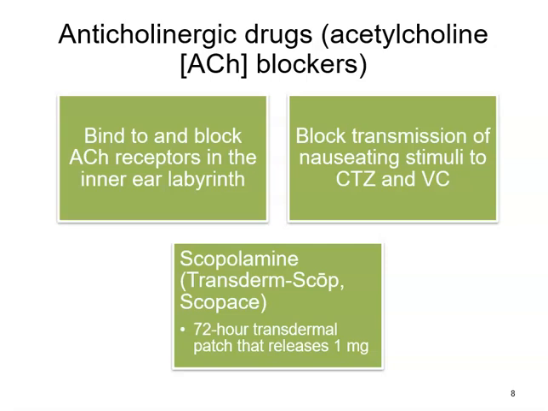They also reduce secretions in the GI tract, which can help alleviate nausea, and they relax smooth muscles in the GI tract, which reduces spasms and discomfort. So common anticholinergic drugs used for nausea and vomiting include scopolamine, which is often used for motion sickness, and dimenhydrinate, which is Dramamine.